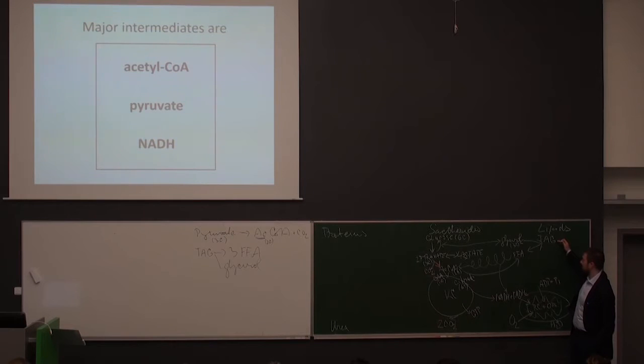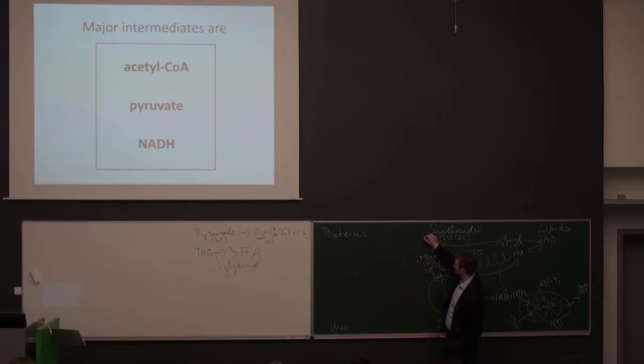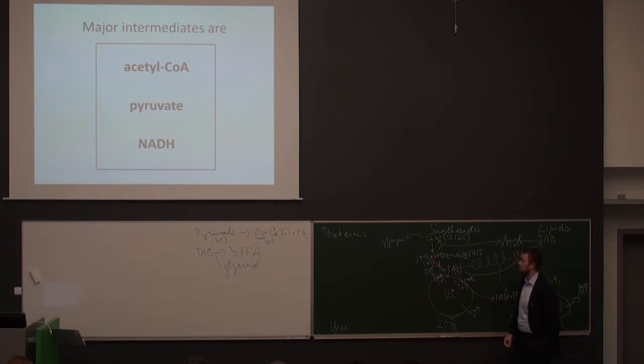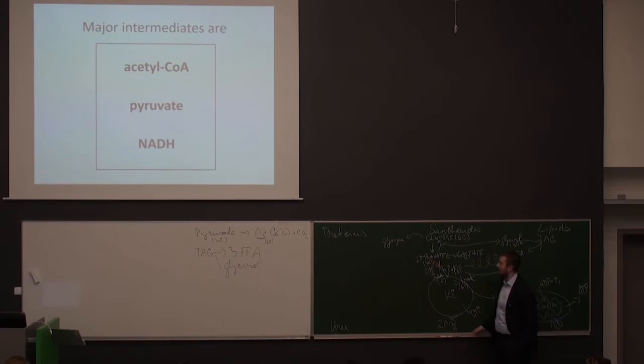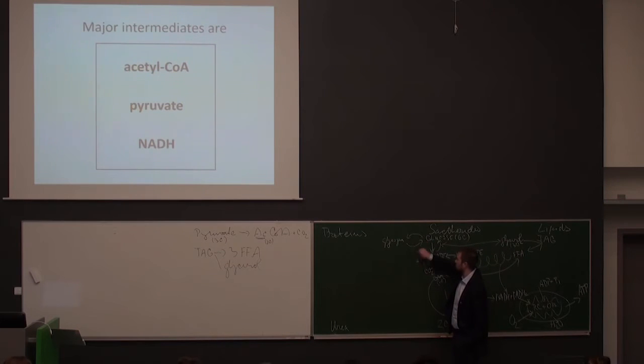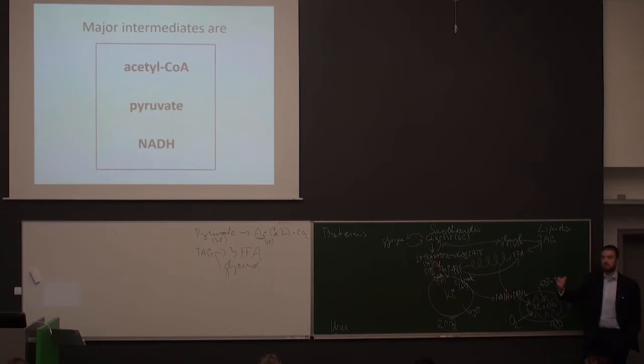We said that triacylglycerols are the storage compound. Glucose also has a storage compound. The storage compound is called glycogen. And the glycogen molecule is produced by the synthesis of glycogen from glucose monomers. And in glycogenolysis, you produce back glucose. So synthesis of glycogen and degradation of glycogen.